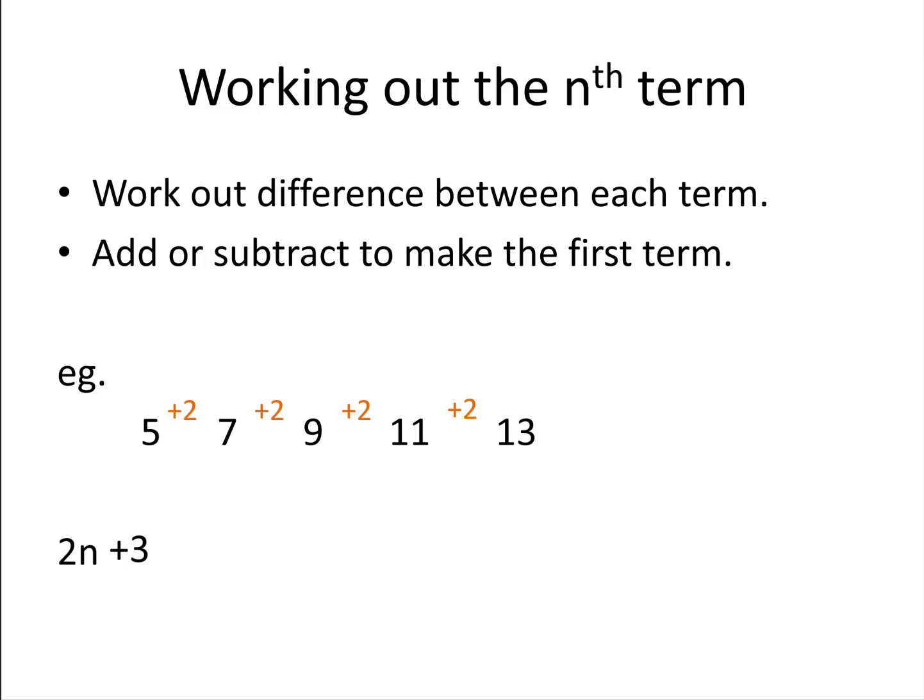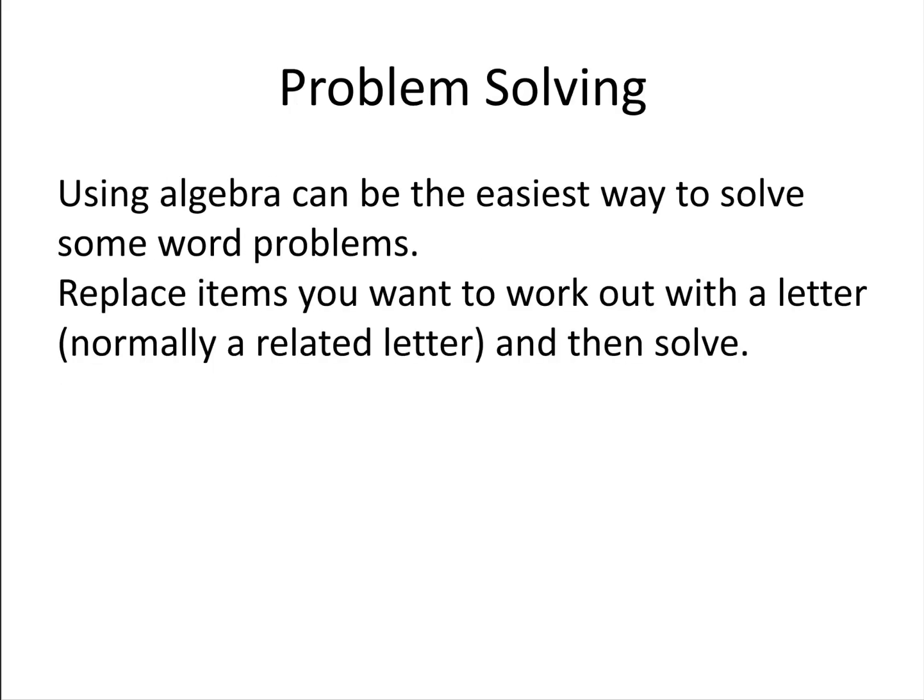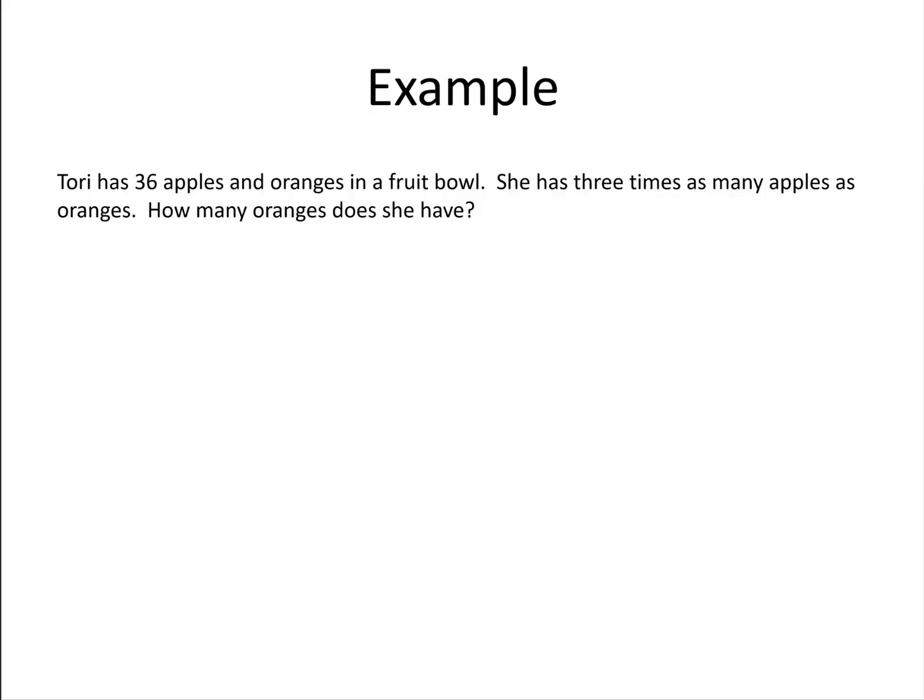So now if I want to know the 100th term in this equation, I go 2 times 100 is 200 plus 3 is 203. And my 100th term is 203. It's much quicker than adding 2 100 times. Algebra can also be the easiest way to solve many word problems. Replace items you want to work out with a letter, normally a related letter, but not one that can be mistaken for a number, and then solve. Let's look at several examples.